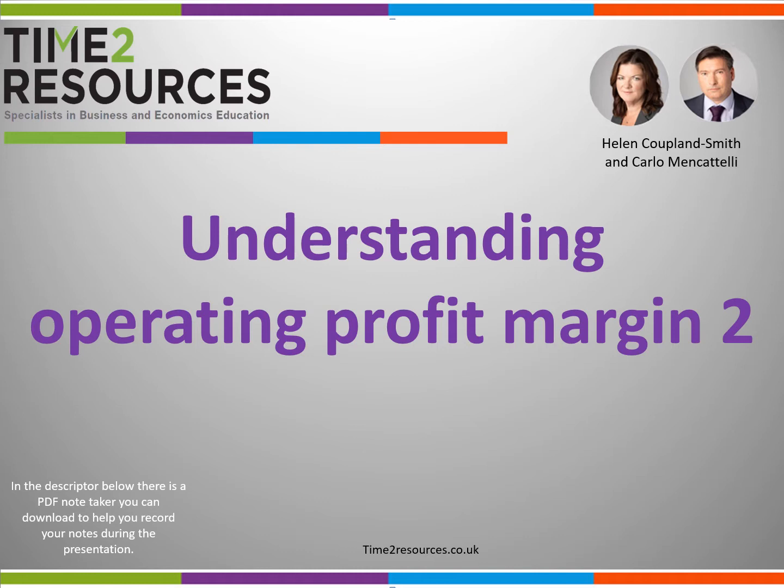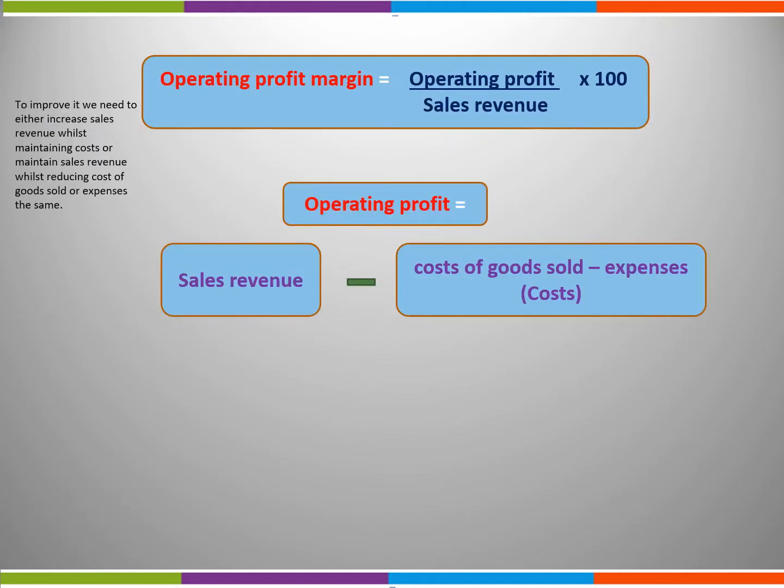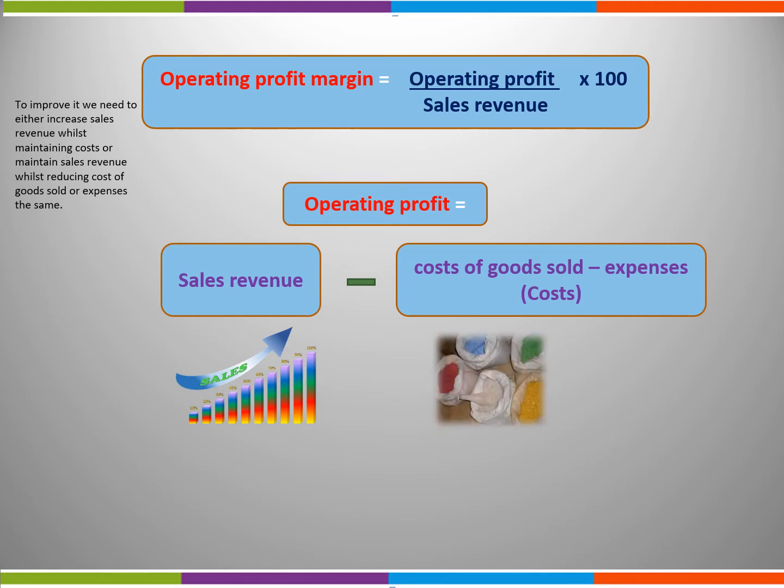In our previous video, we looked at how to calculate the operating profit margin from information contained in the income statement. In this video, we look at how we might apply the operating profit margin to help analyse and evaluate within an answer. The operating profit margin is calculated as operating profit divided by sales revenue times 100. To improve it, we need to either increase sales revenue whilst maintaining costs, or maintain sales revenue whilst reducing costs of goods sold or expenses.